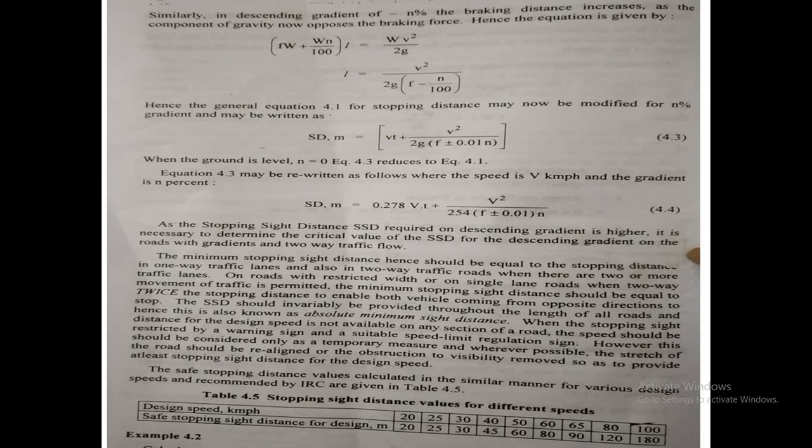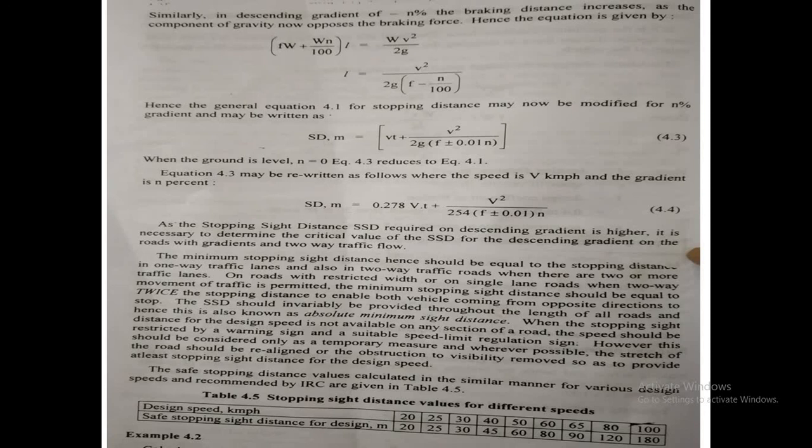While taking both ascending and descending gradients, we can say stopping distance is equal to Vt plus V square by 2g into (f plus or minus 0.01 n). So we can say this one is the stopping distance. If the value of V is in kmph, then in place of Vt we can take 0.278 Vt. So stopping distance is equal to 0.278 Vt plus V square by 254 into (f plus or minus 0.01 n). So this is the stopping distance.